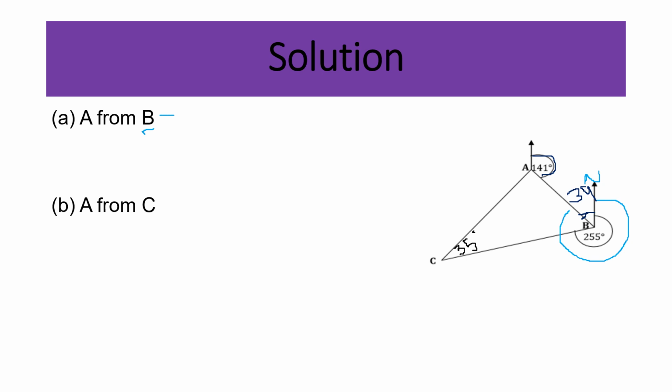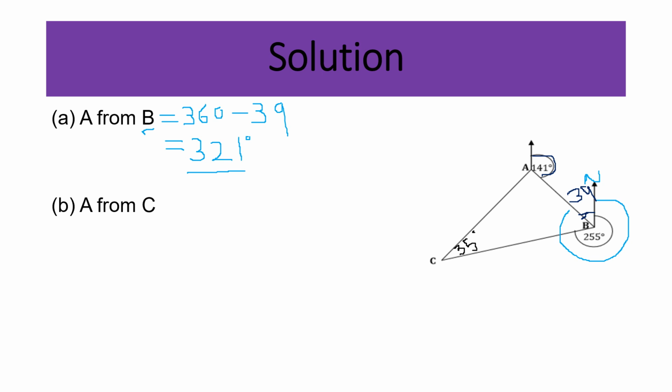So let's do the working here. A from B is equal to 360 minus that angle we found, 39. When you subtract, the answer we are getting is 321 degrees. That's our answer for the first one.